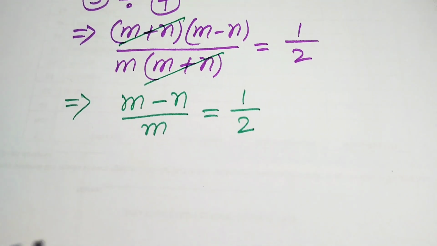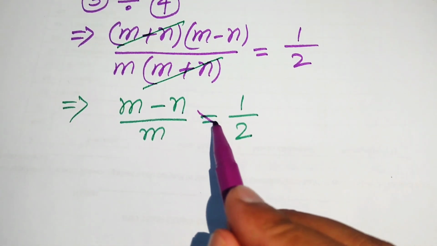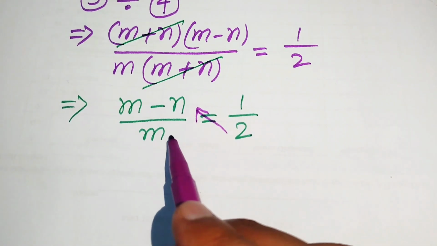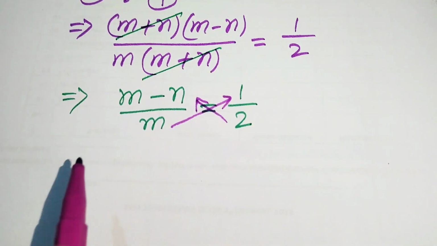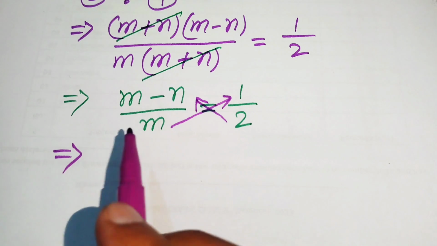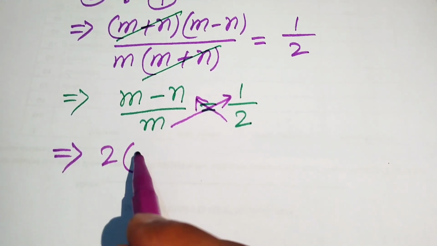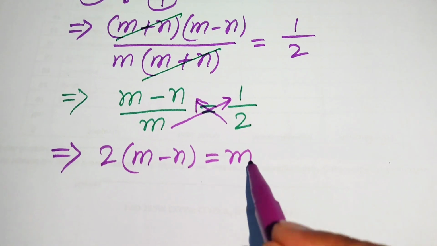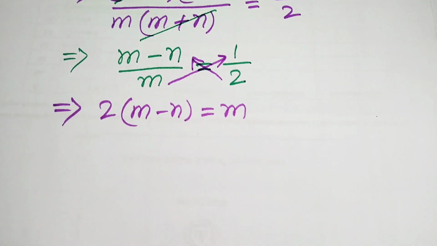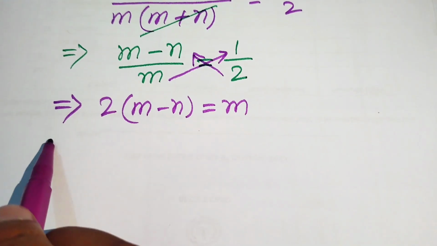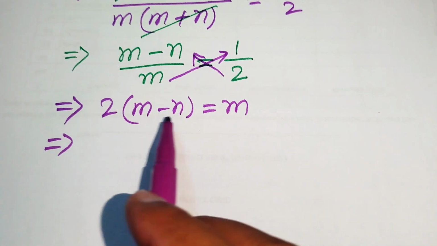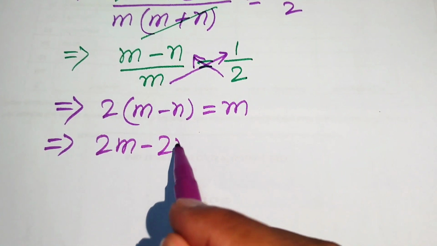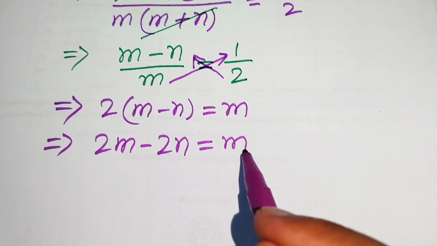So now in the next step here we cross multiply the terms, and we multiply this 2 with m minus n and we multiply this m with 1. So after this cross multiplication we write it as 2 times of m minus n equals to m. And now here we need more simplification, and we multiply this 2 on both of these terms, and it is written as 2m minus 2n equals to m.